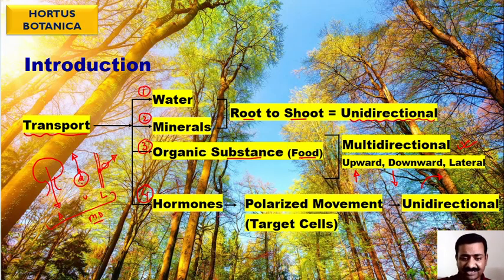Similarly, if we talk about hormones, hormones execute a polarized movement. There are target cells towards which they move. And this is a very polarized movement, so it is unidirectional movement. So these are the four important things transported, and I told you what their mode of direction is, isn't it?